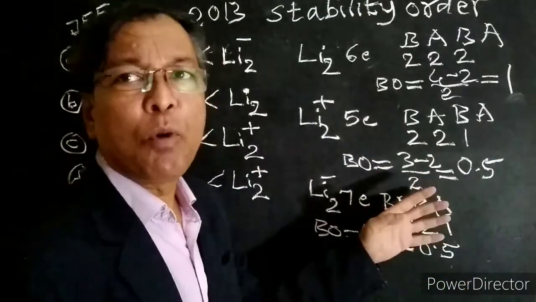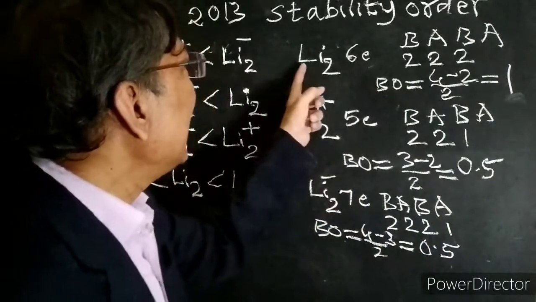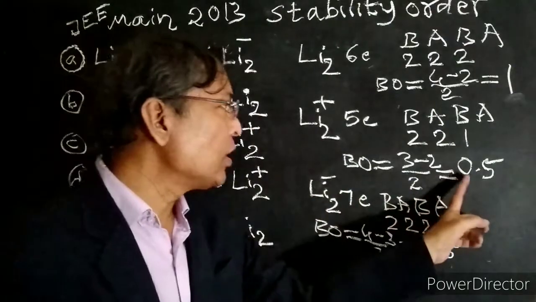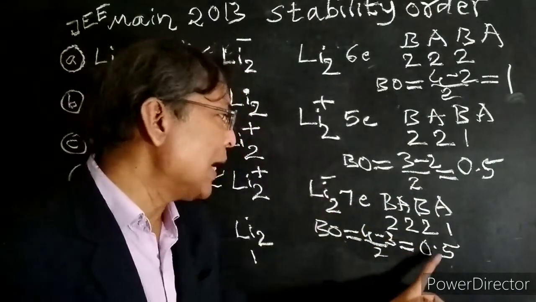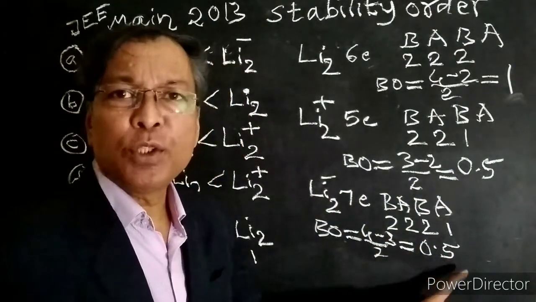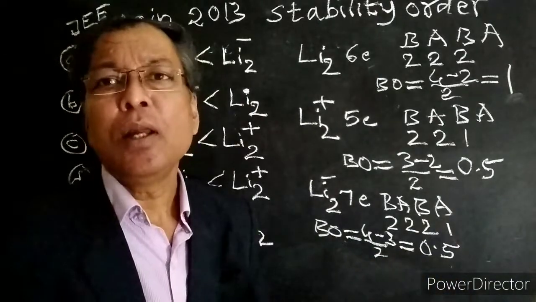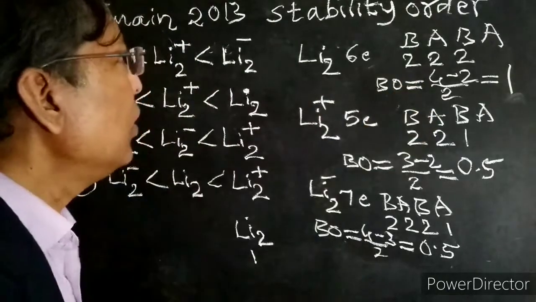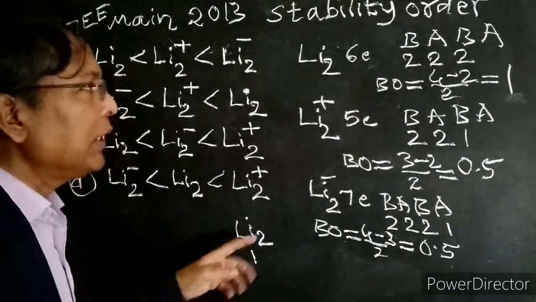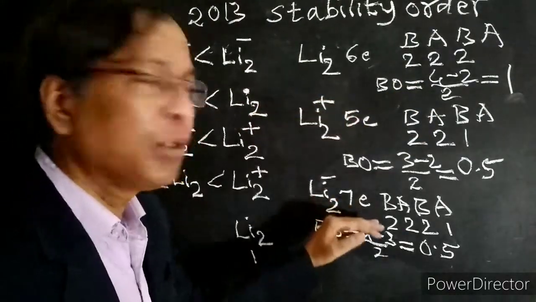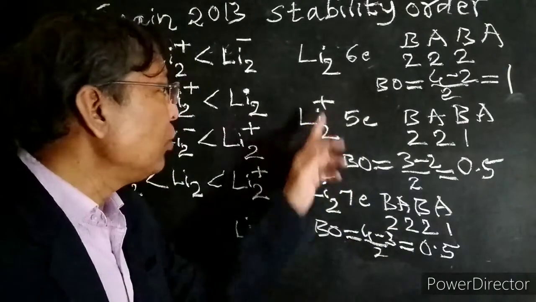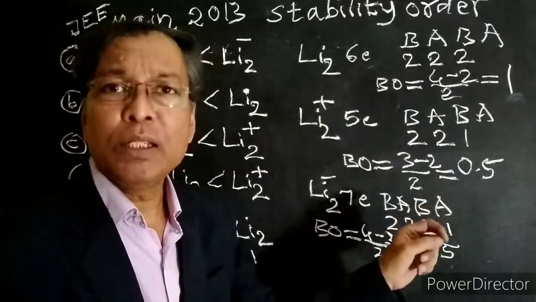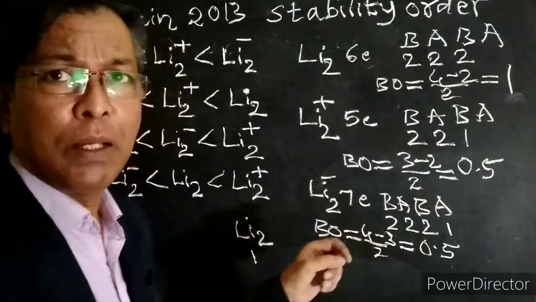After calculating the bond order, we come to know that Li2 has bond order 1, Li2+ has bond order 0.5, and Li2- also has bond order 0.5, and we know that the higher the bond order, the more the stability. Therefore, Li2 has bond order 1, so it is more stable than these two. These two molecules, Li2+ and Li2-, both have the same bond order.